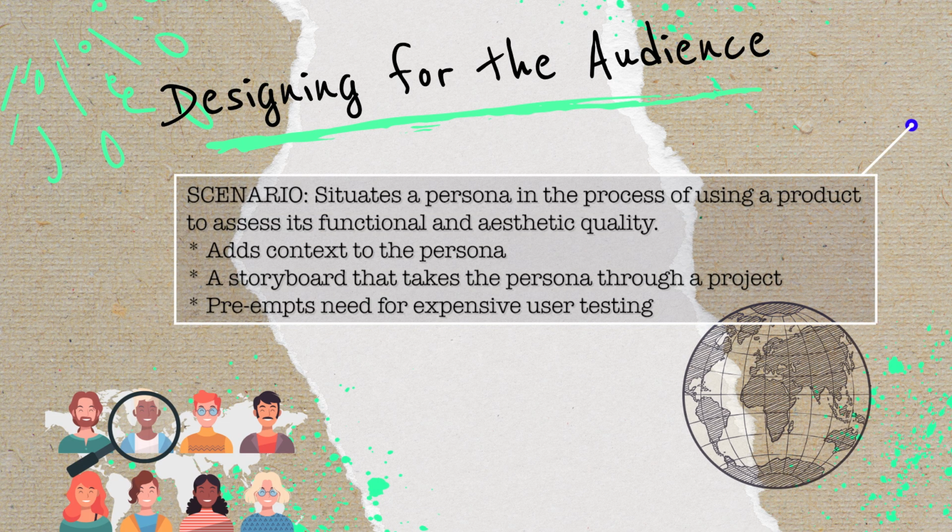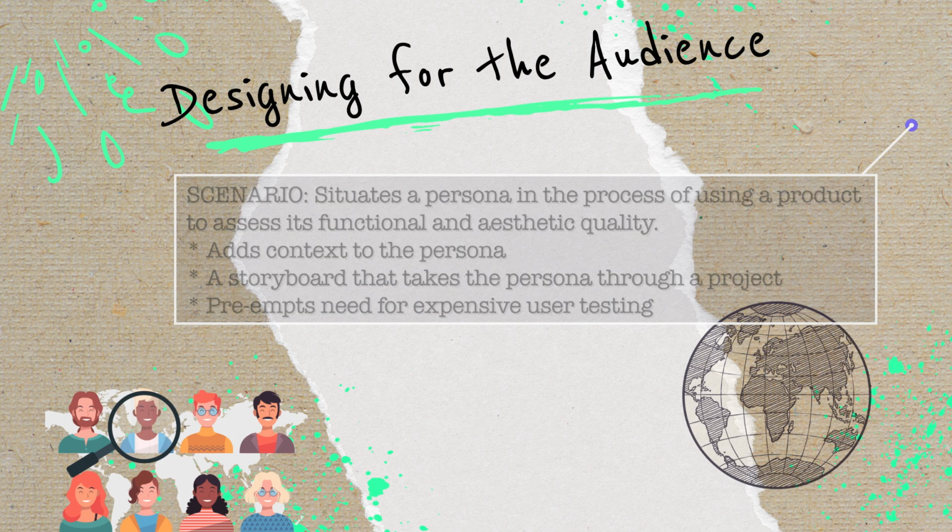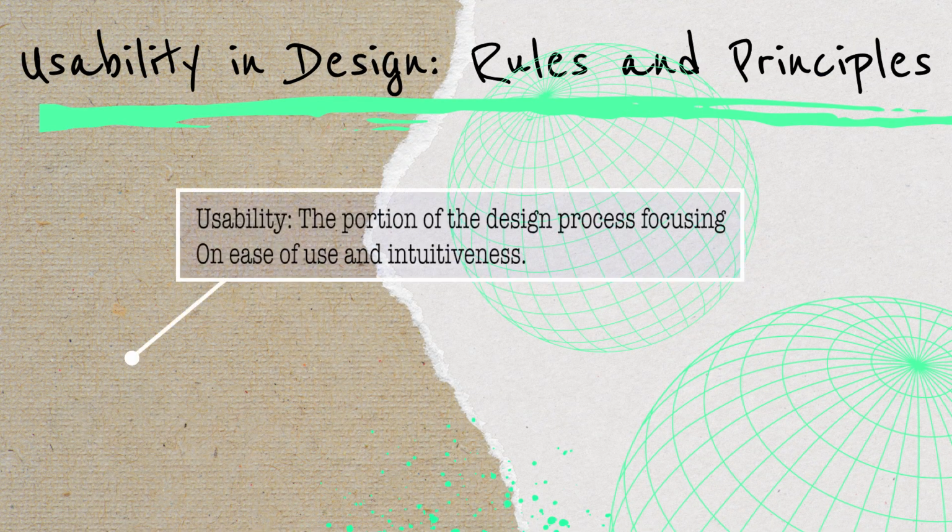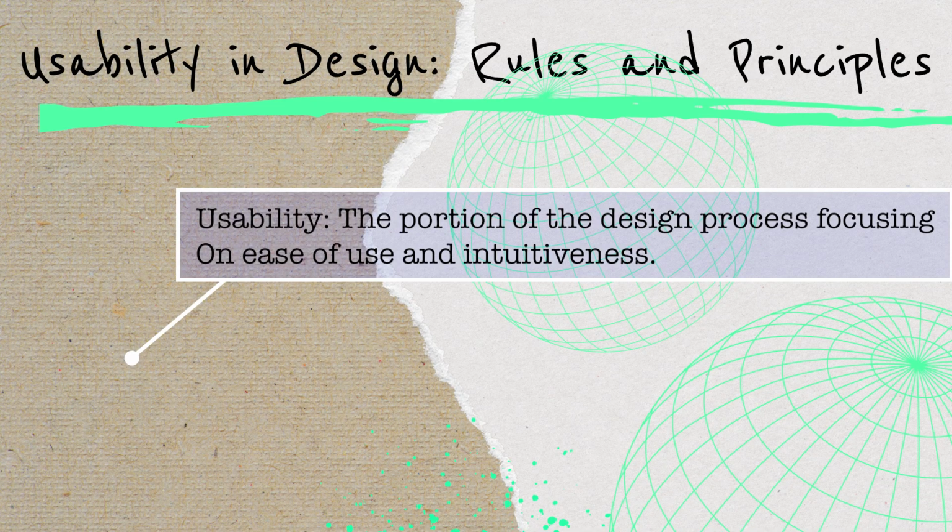To add depth, we introduce scenarios, narratives that place these personas in real-world use cases. Scenarios act like storyboards, helping us visualize how a user would interact with a product and highlighting potential issues early, saving time and cost. Next is usability, the cornerstone of effective design.